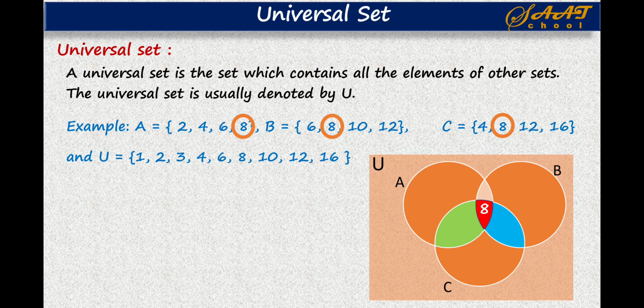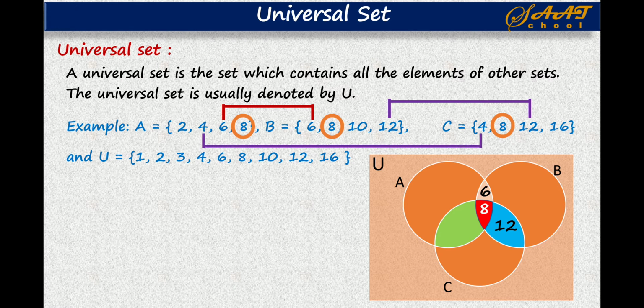Now a light section above the red that represents the section for only A and B. So let's find out what is the element which is only in A and B. Yes, 6. So 6 is the element which is only in A and B. The blue represents the section for B and C only. Here 12 is the element which is only in B and C. The green represents the section for only A and C. And here is 4 which is only between A and C.